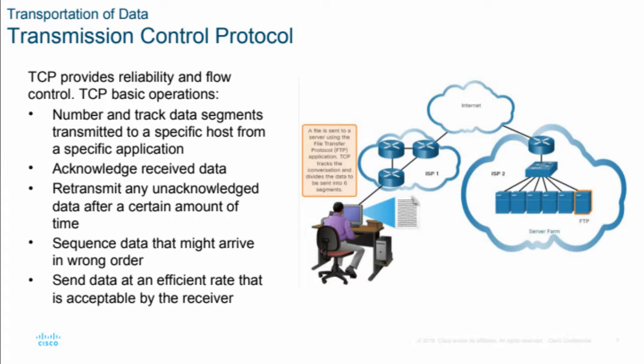It sequences data that might arrive in the wrong order. It sends data at an efficient rate that is acceptable to the receiver. So it also makes sure that the speed or the rate at which the data is sent is acceptable to the receiver, not that the sender is very fast and the receiver is slow.